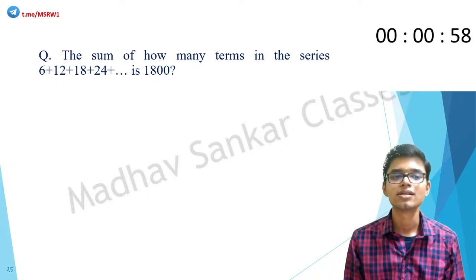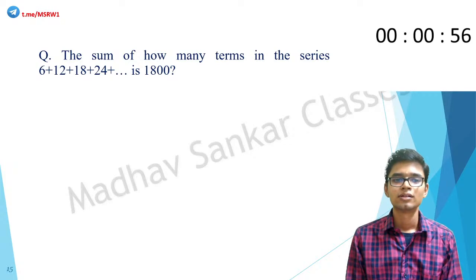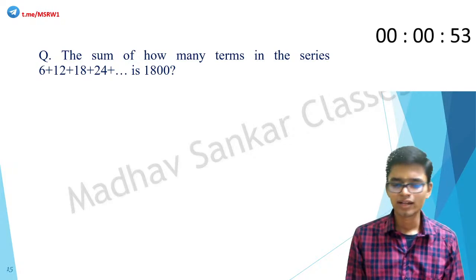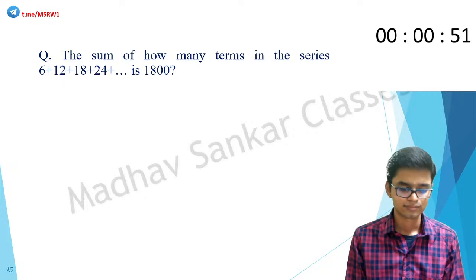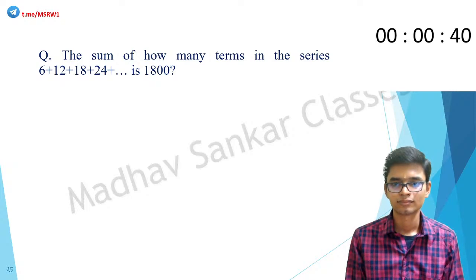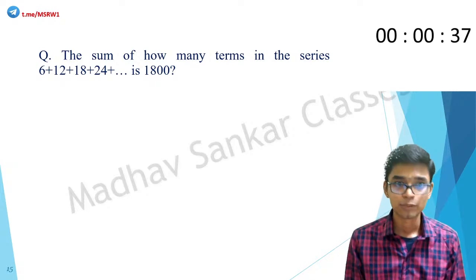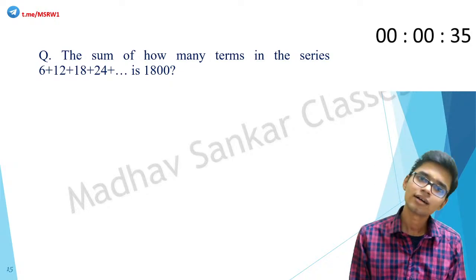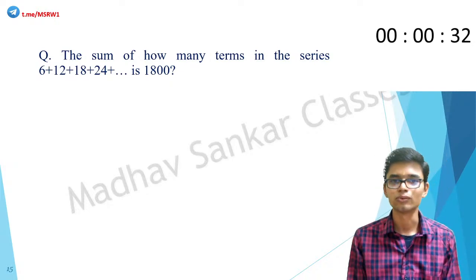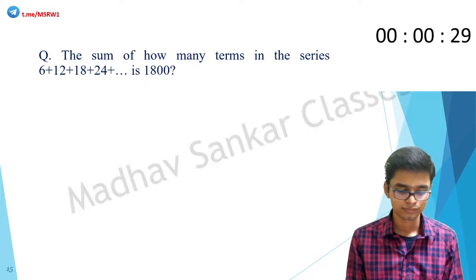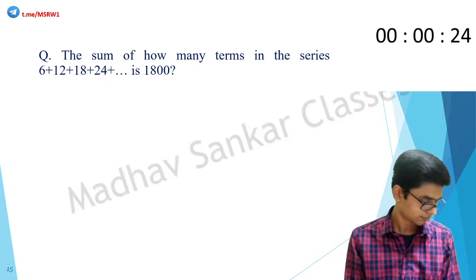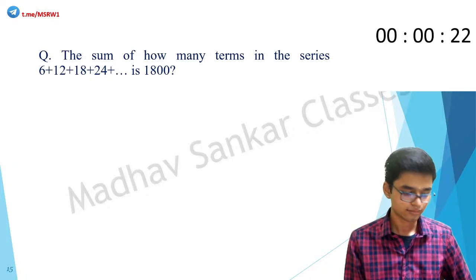Sum of how many terms in this series is 1800. So basically we have to find the value for n. That's it. Identify the type of series and apply the corresponding formula. That is all you need to do. 25 seconds remaining.